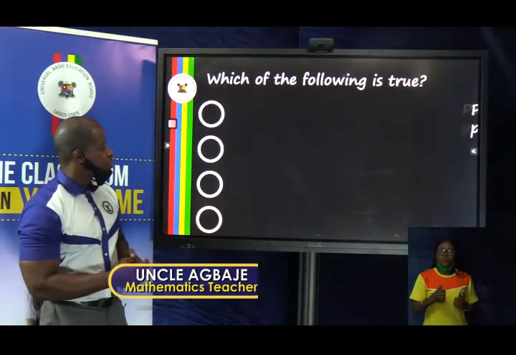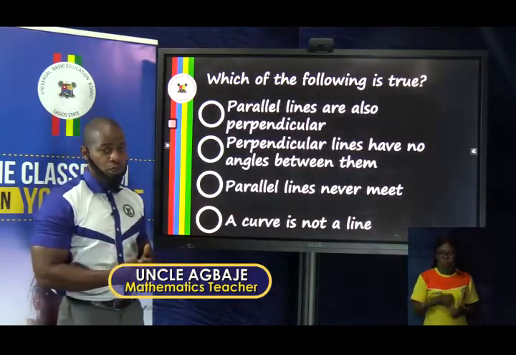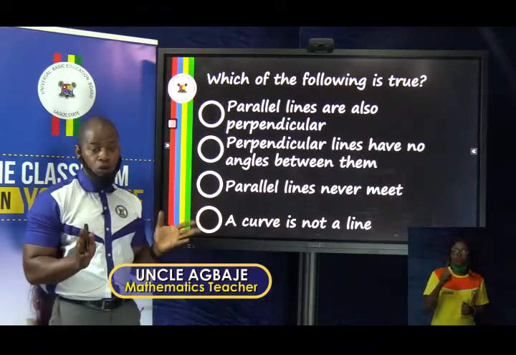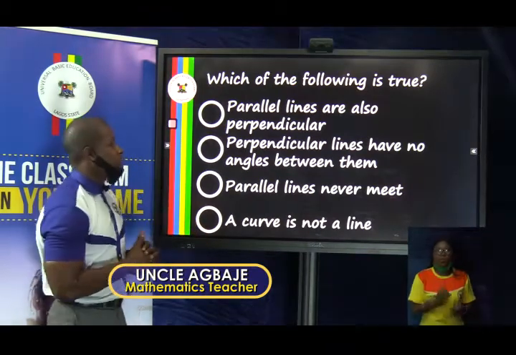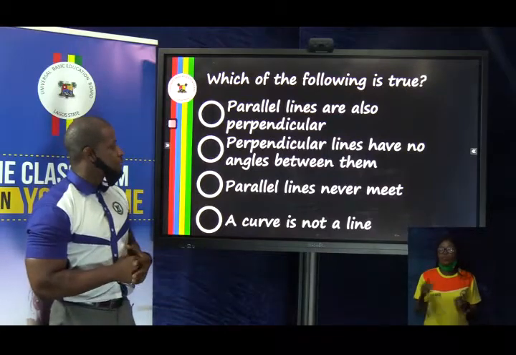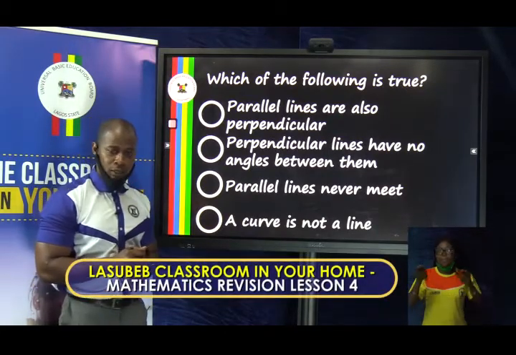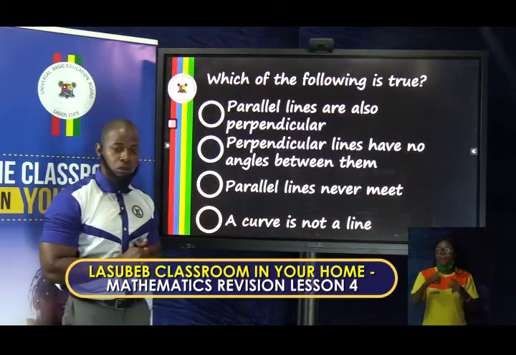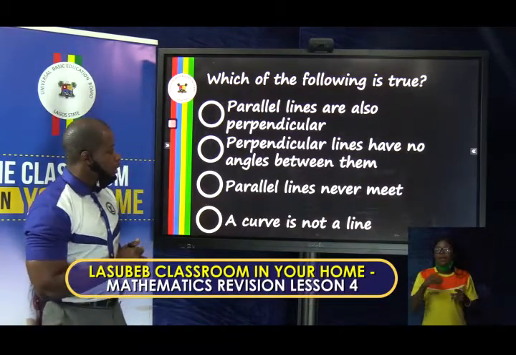Let's move on. Now, which of the following is true? In this case, you have to select the one that is true because most of the statements are not correct, but one of them is correct. So, parallel lines are also perpendicular lines. Is that correct? Perpendicular lines have no angles between them. Is that correct?